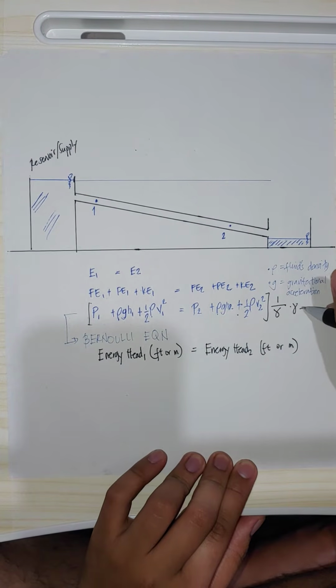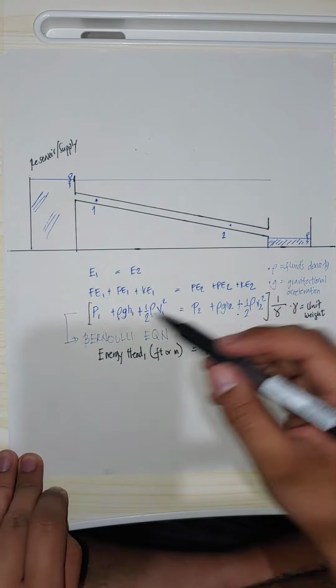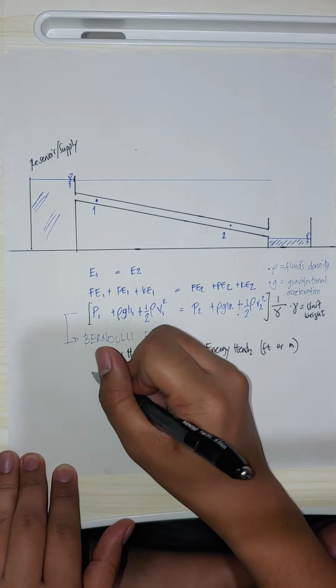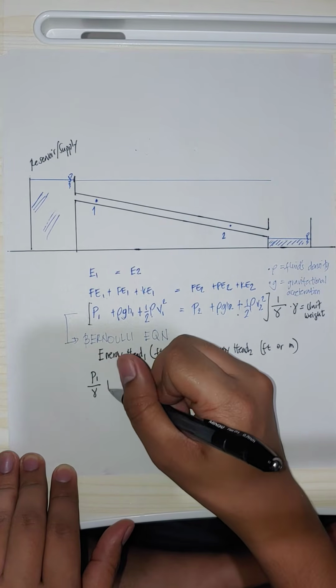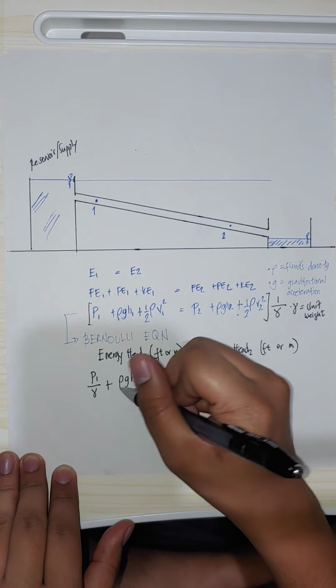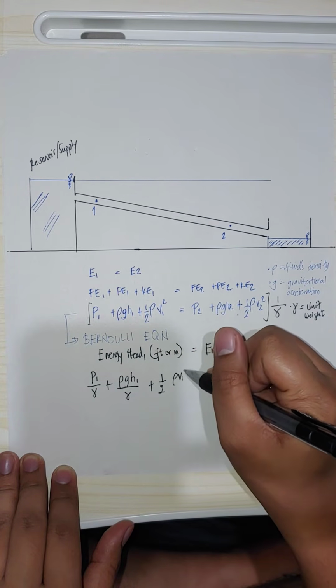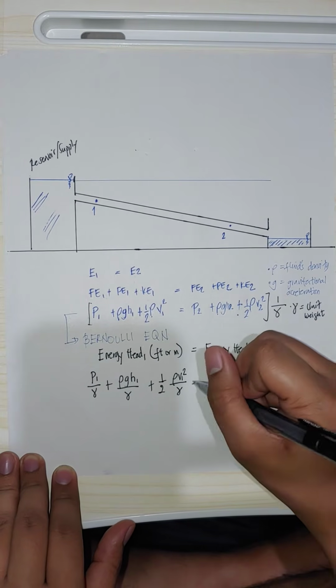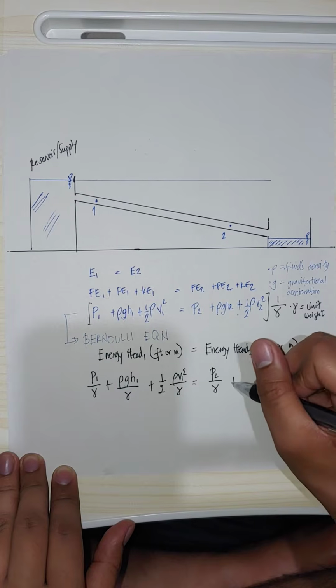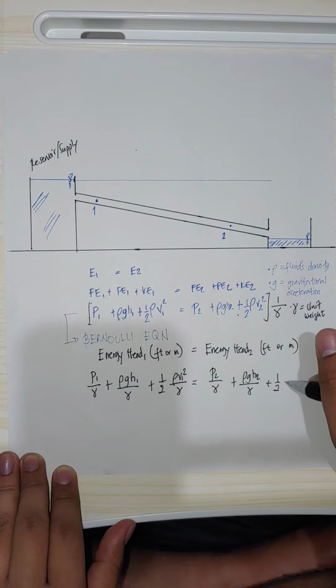Again, gamma, if you remember, is the unit weight of the fluid in hydraulics. So that we get head, all terms are in meters. So our P1, pressure 1 over gamma, plus rho g H1 over gamma, plus 1/2 rho V1 squared over gamma, is equal to P2 over gamma plus rho g H2 over gamma plus 1/2 rho V2 squared over gamma.